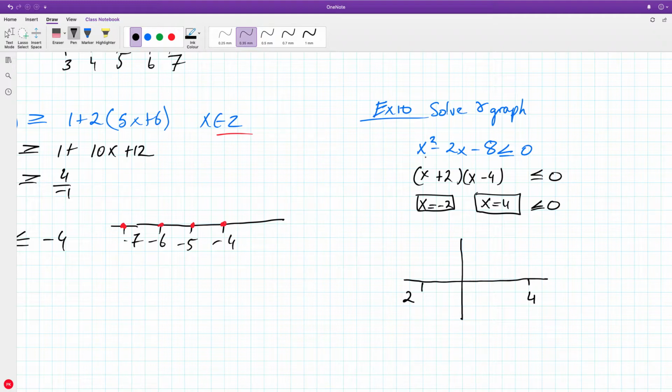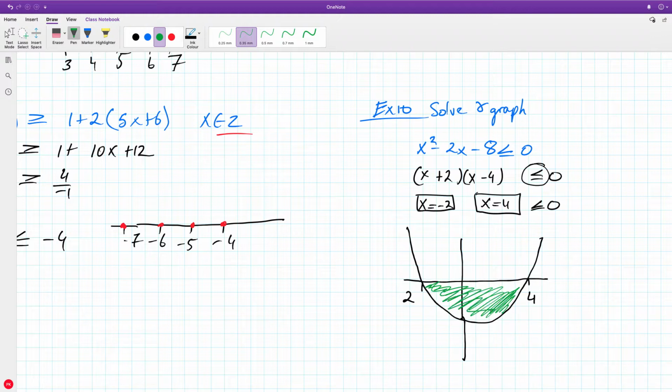Right, is this U or N shaped? Very important. U. It's U shaped. So there's your U. Now, Faye, if it's less than 0, is it going to be above the line or below the line? Any idea? Below the line, exactly. There is your 0, so it's going to be below, inside in this spot right here.